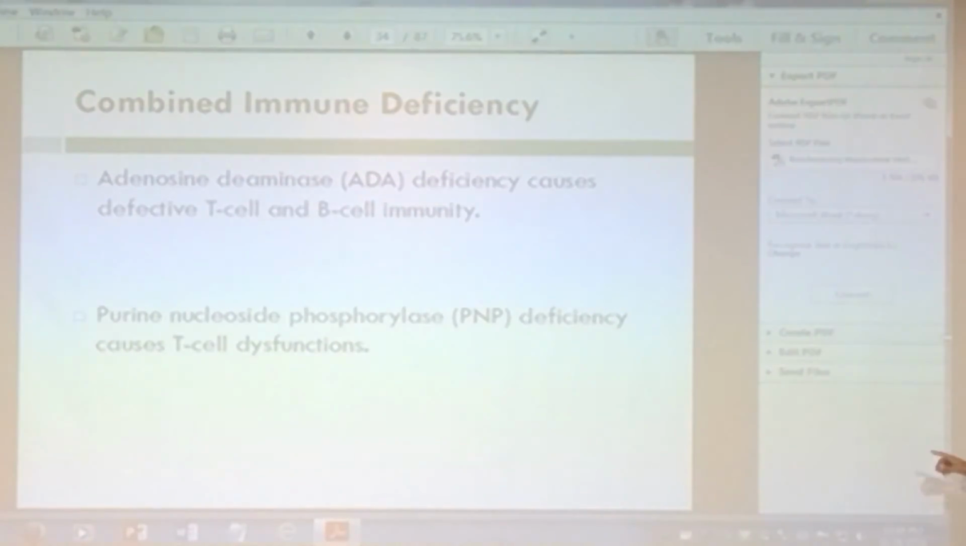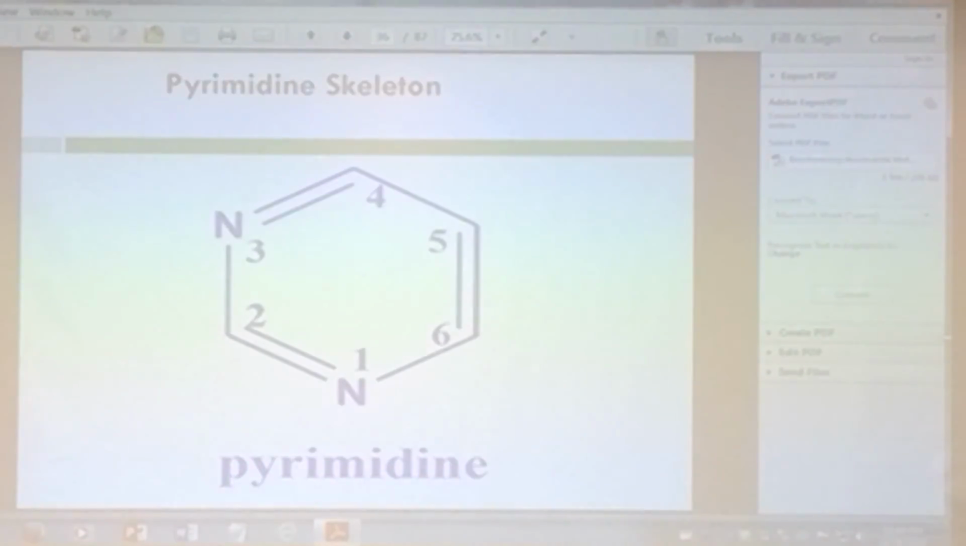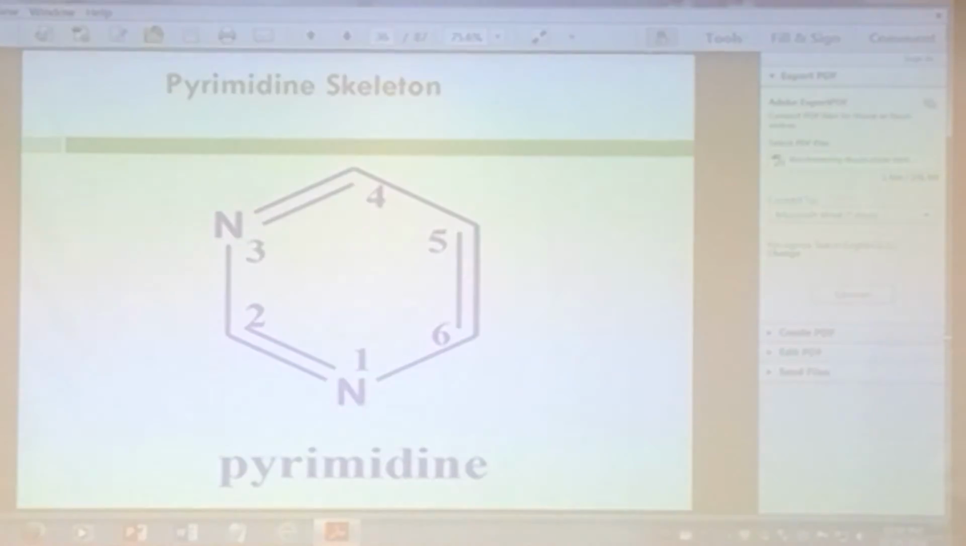Combined immune deficiency, that's defect in adenosine deaminase, and you have a defective T cell and B cell immunity. And then you also have purine nucleoside phosphorylase deficiency, that's a T cell dysfunction. Okay? The reason why you get combined immune deficiency is because of the toxic nucleotides, and you get lysine deaminase as listed there. And one of the treatment plans is to transfuse blood, or bone marrow transplant, and perhaps gene therapy.